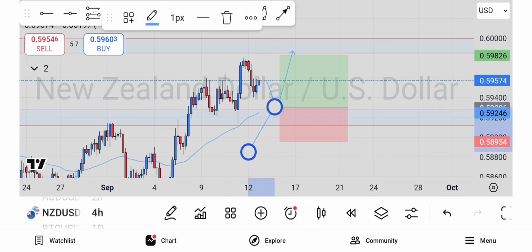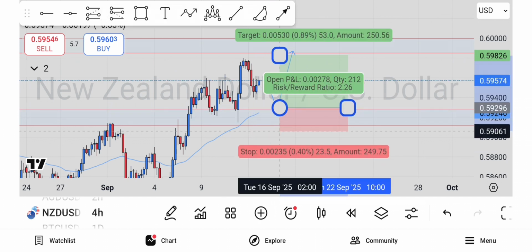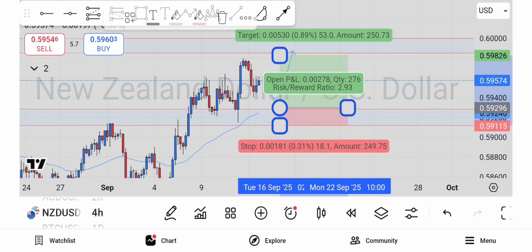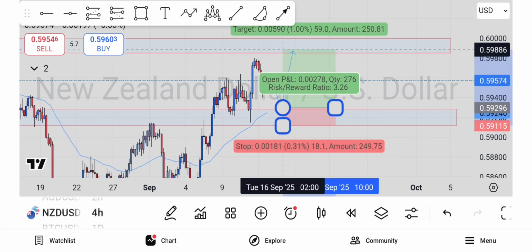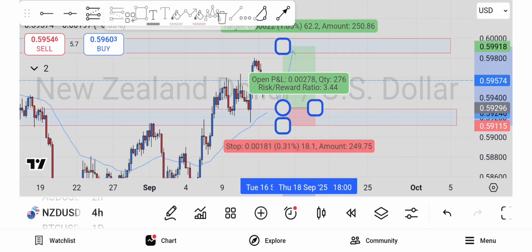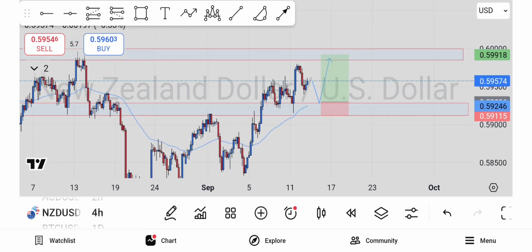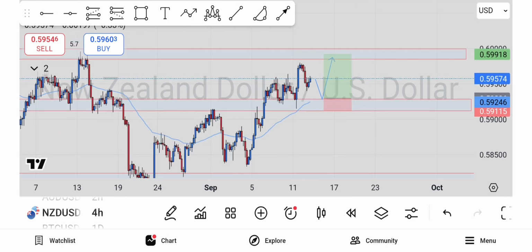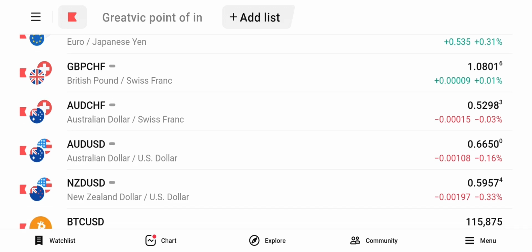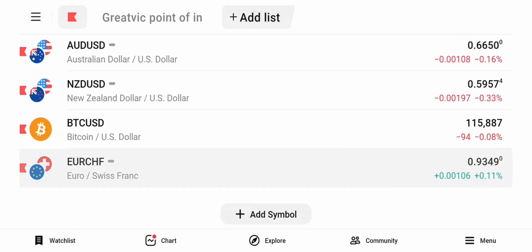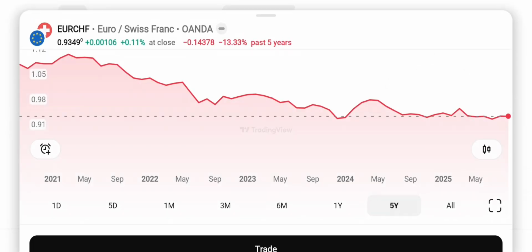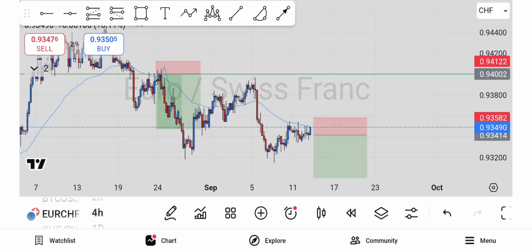Then with the buy continuation from here, I think my SL will be somewhere here, and then I'll be targeting the high, 1:3 on this move. So that is it also for NZD USD. Let me go to Euro CHF before we jump into BTC.